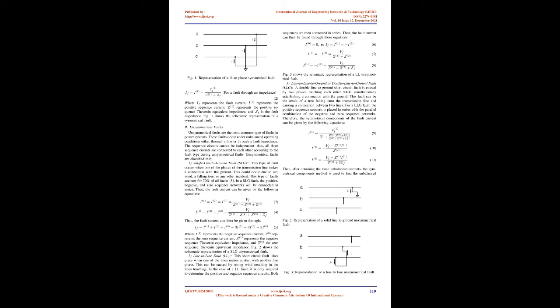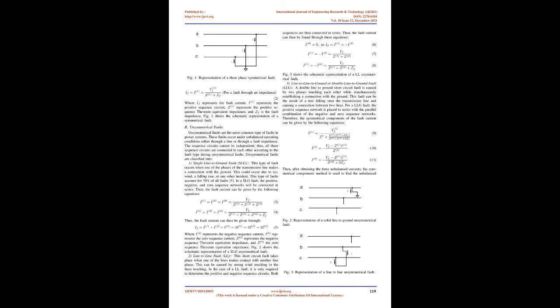Symmetrical faults. Symmetrical faults are rarely seen. In fact, they account for less than 5% of all short-circuit faults. Nevertheless, they are considered the most severe type of faults. Symmetrical faults could be a three-phase short-circuit or a three-phase to ground short-circuit, which is the most common one, and they are mainly due to insulation failures or lightning strikes. In a balanced three-phase fault, it is only required to determine the positive sequence circuit.